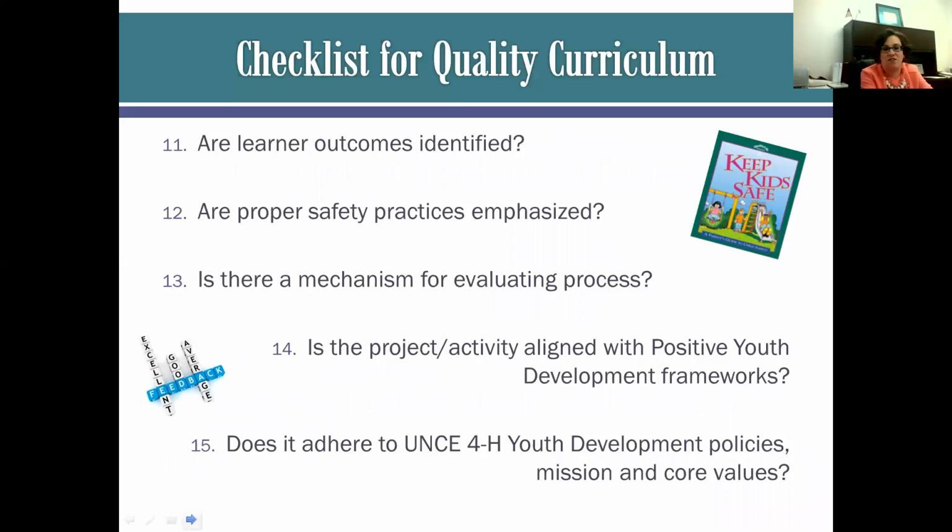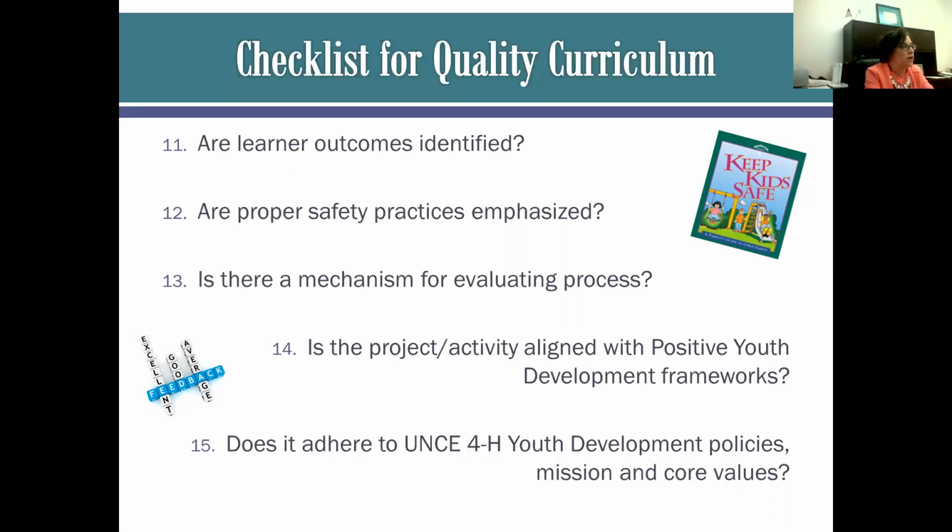Have the learner outcomes been identified in the lesson plans, in each lesson plan? So there might be a curriculum, and then there's a series of lessons. Each lesson plan should have learner objectives that have been outlined. So it might be, the first week they're learning about the breeds of rabbit. So the learner objective would be, at the end of this, youth will be able to identify 5 breeds of rabbit.